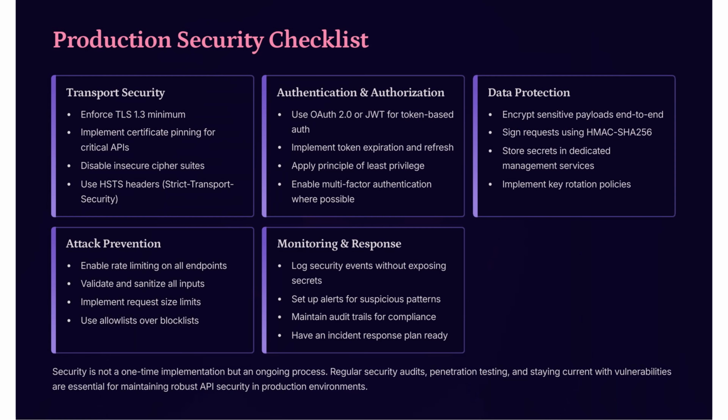Ensure transport security by enforcing TLS 1.3 and using HSTS headers. For authentication, adopt OAuth 2.0 or JSON Web Token and apply the principle of least privilege. Protect data with end-to-end encryption and hash-based message authentication code SHA-256. Prevent attacks by enabling rate limiting and input validation. Monitor security events, set alerts, and maintain audit trails. Regular audits and updates are crucial.